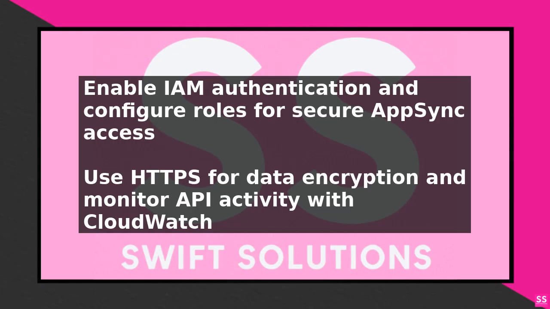Key concepts to remember include the importance of IAM authentication and authorization, the use of HTTPS for data encryption, and the need for regular monitoring and logging of API activity. By understanding and applying these concepts, you can build a secure and scalable AppSync and Amplify integration that meets the needs of your application and users.